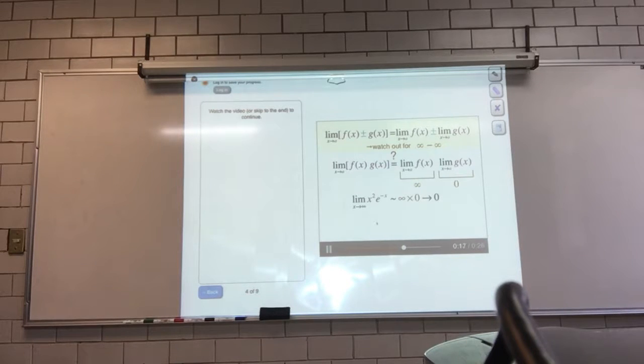Now let's look at the limit of 3 to the x times e to the minus x as x goes to infinity. Again, this appears to be infinity times 0. What does this limit equal?